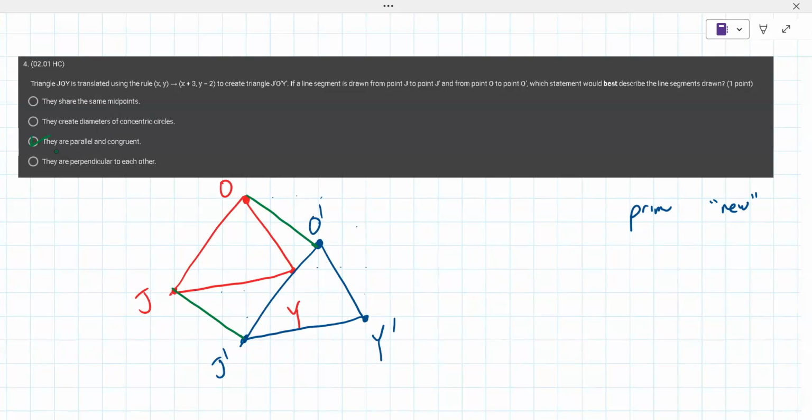So they don't have the same midpoint, because the midpoints are up here. They create diameters of concentric circles. Well, maybe, but we haven't talked about that, so that's out of scope. They're perpendicular to each other. Well, they don't intersect, so it's probably not that one. So like a lot of the questions, if you can eliminate something, you can maybe get down to the answer on your own.